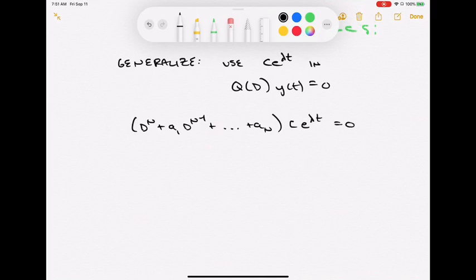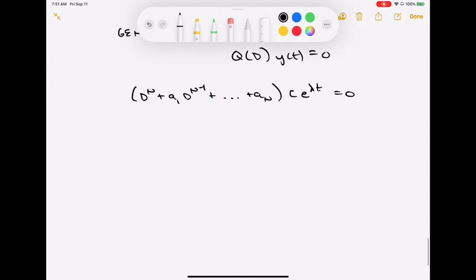Well, this is a pretty easy set of operations to do. Whatever derivative is acting on c e to the lambda t just brings lambda down, whatever the order of the derivative is. So D to the n acting on c e to the lambda t would give me a lambda to the n, and we'd still have that c e to the lambda t. The a1 D to the n minus 1 acting on c e to the lambda t would give me an a1 lambda to the n minus 1 times c e to the lambda t. And we're going to keep going all the way down to a_n.